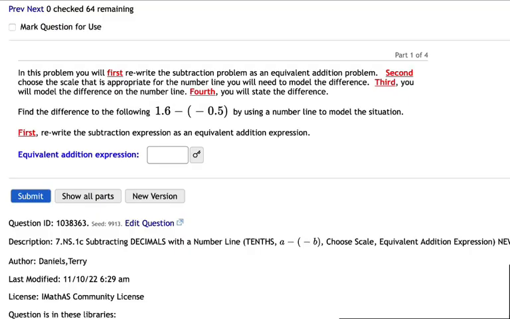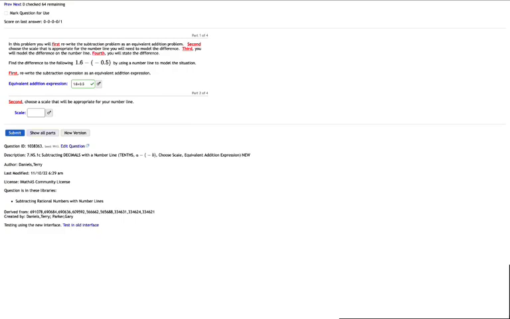Another number line problem here. This time we have 1.6 minus negative 0.5. Since this is a subtraction problem, we have to write this as an equivalent addition problem or equivalent addition expression. So keep 1.6 as it is, change the subtraction to addition, and the opposite of the second number. The second number is negative 0.5. The opposite of that is positive 0.5.